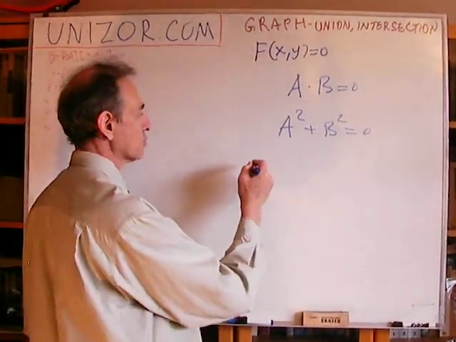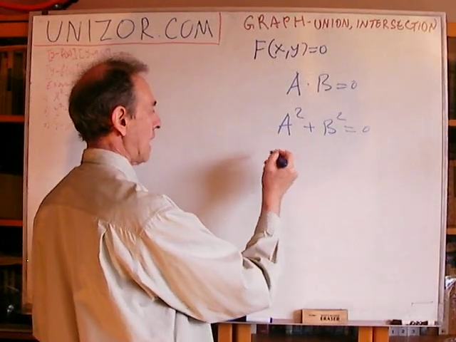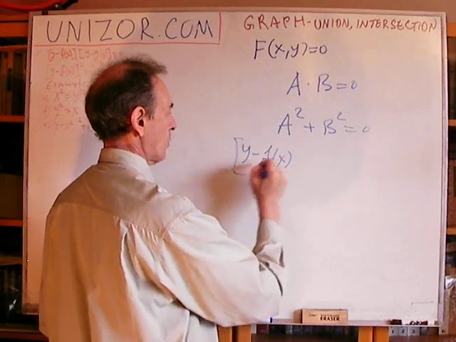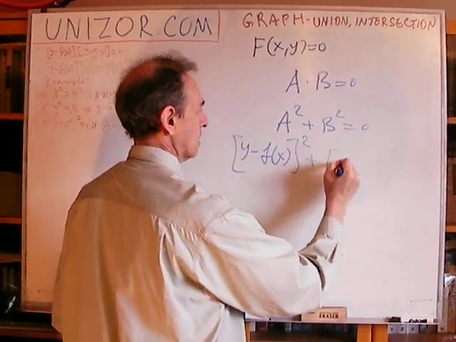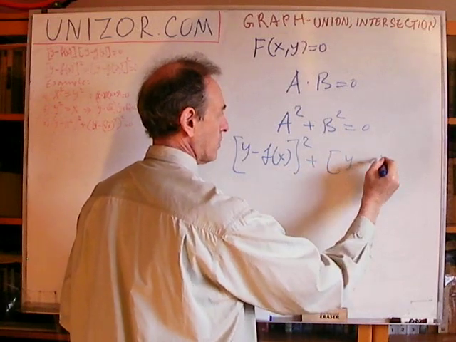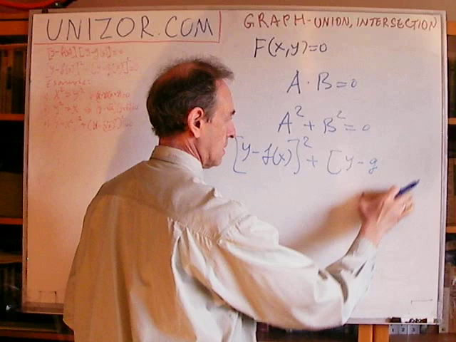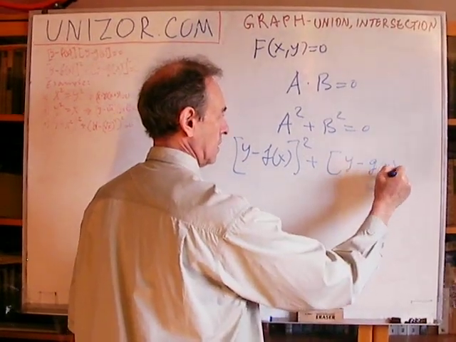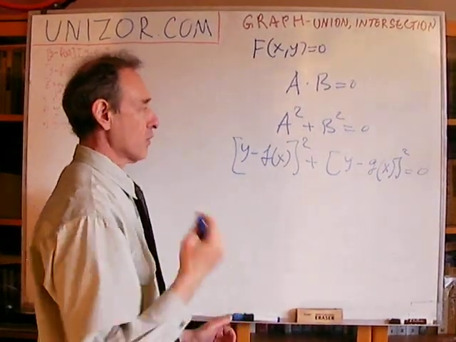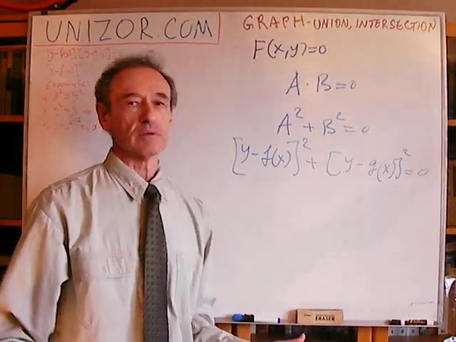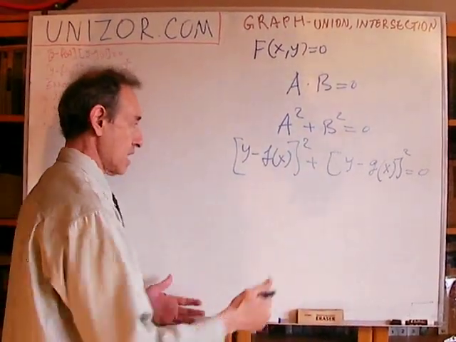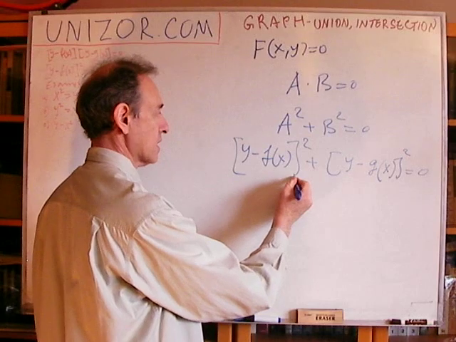So, if you have a function which looks like, let's say, y minus f of x squared plus y minus g of x squared equals zero, what does it mean? What's the graph of this particular equation? Well, obviously, this is a combination. This is supposed to be equal to zero.